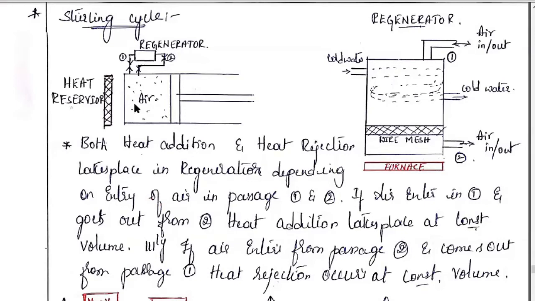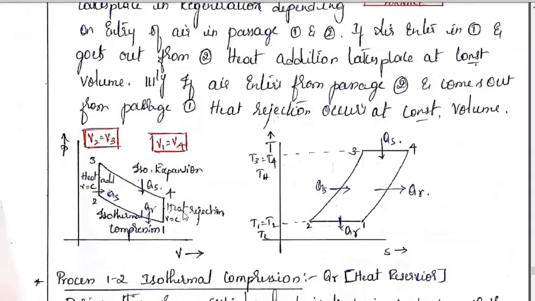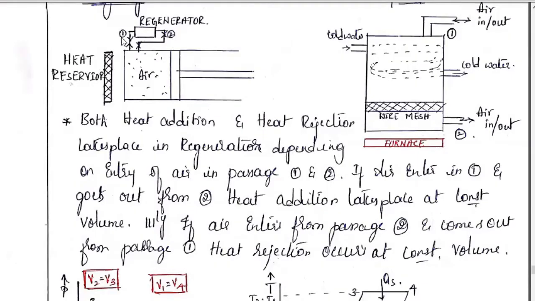So that is called heat rejection. That's what it has shown, heat rejection at constant volume. Very simple process. Only two strokes are here, that is compression and expansion. Other two strokes like suction and exhaust: in suction and exhaust, see what happens? Heat addition and heat rejection occur at constant volume.